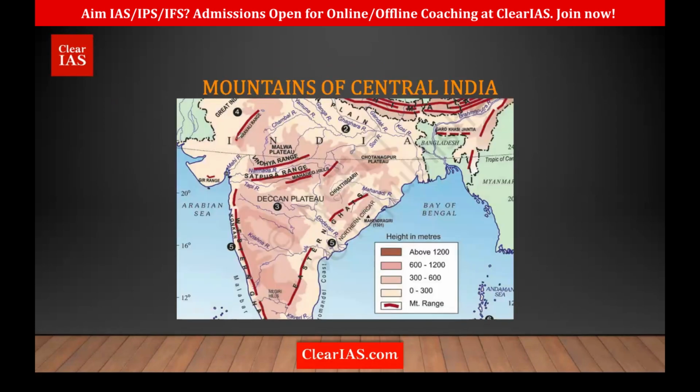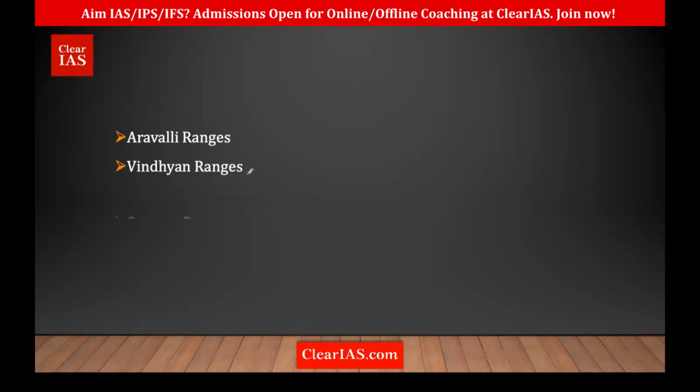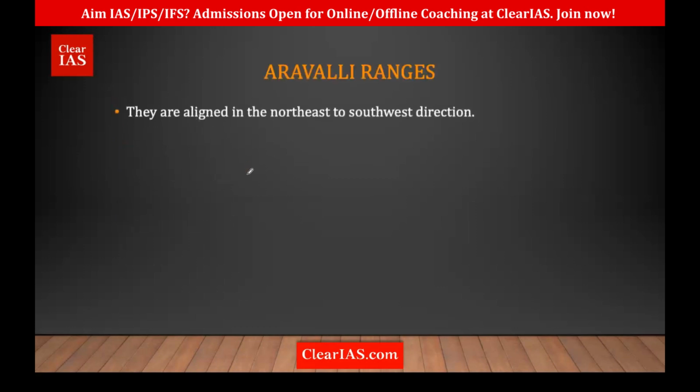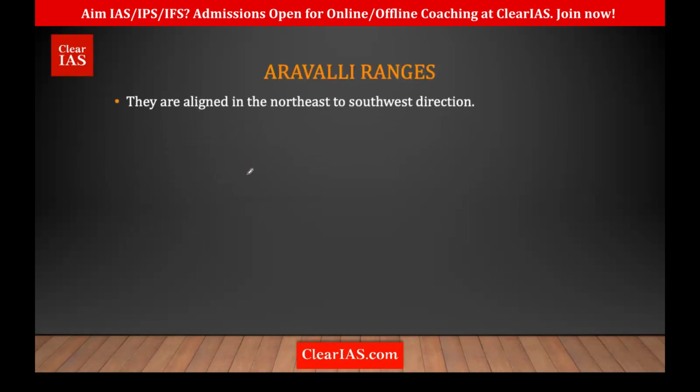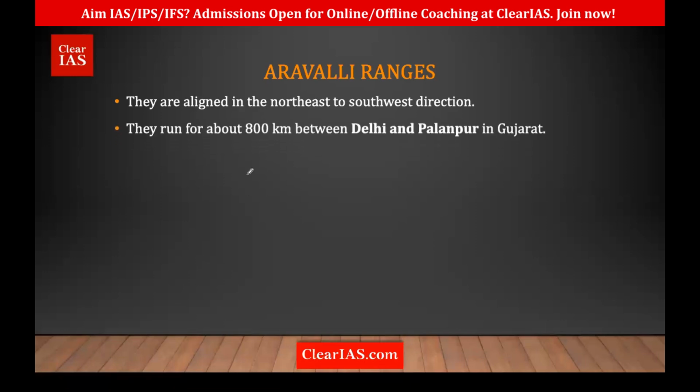It is in the western part, and the direction is from Gujarat to Delhi. It is from southwest to northeast. That is the alignment. So they are aligned in northeast to southwest direction, northeast near Delhi to southwest in the Rajasthan Gujarat region. They run about 800 kilometers from Delhi to Palanpur in Gujarat. So it starts from near Delhi and goes to Palanpur.